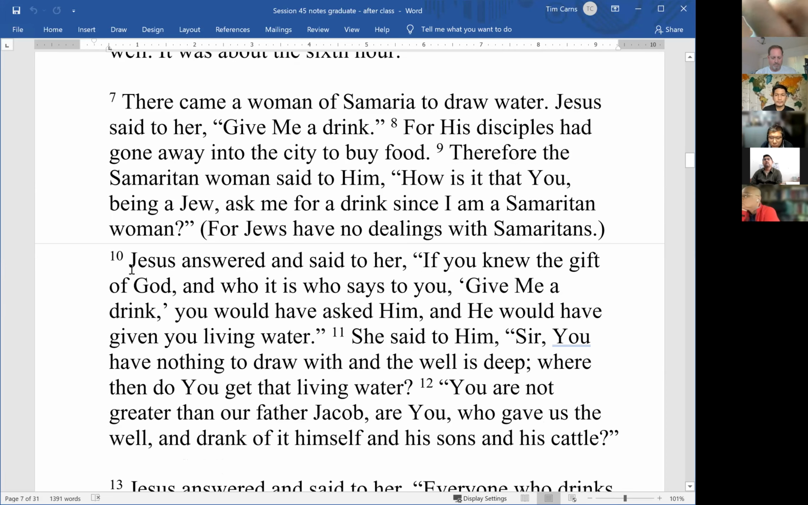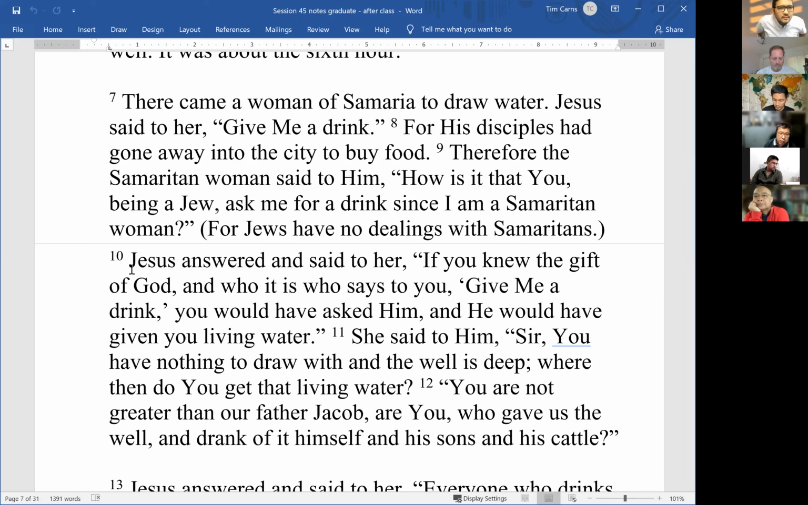There came a woman of Samaria to draw water. Jesus said to her, "Give me a drink," for his disciples had gone away into the city to buy food. Therefore, the woman said to him, "How is it that you, being a Jew, ask me for a drink, since I am a Samaritan woman?" For Jews have no dealings with Samaritans.